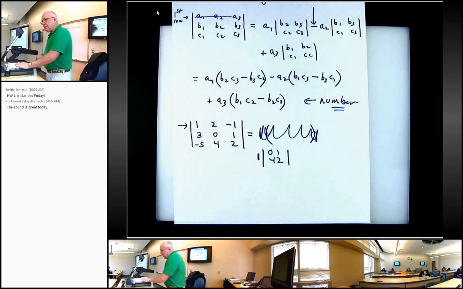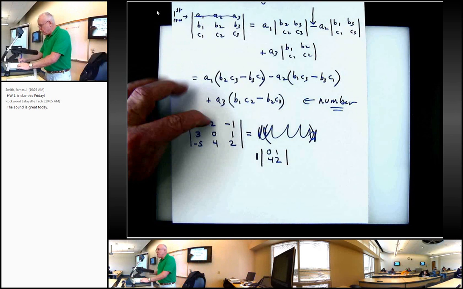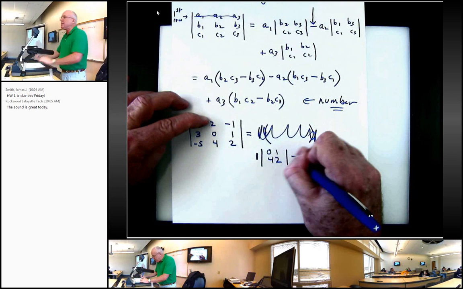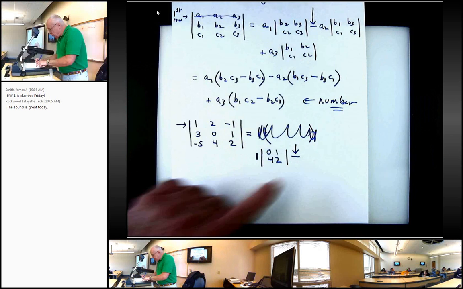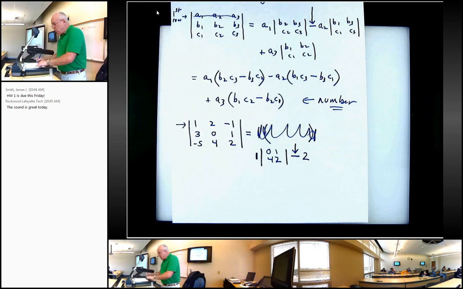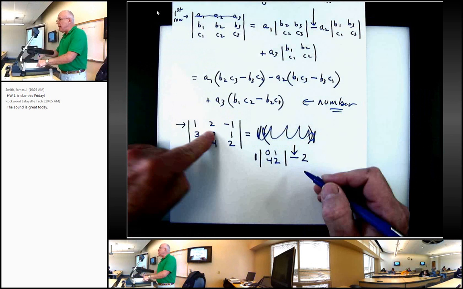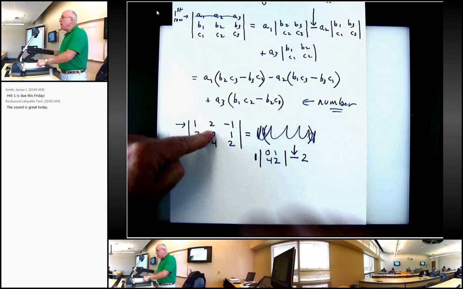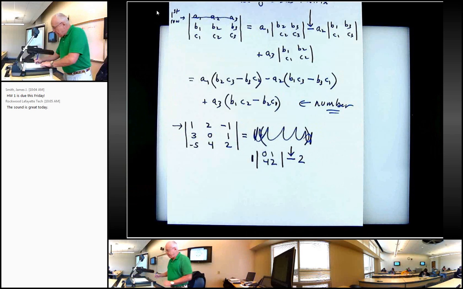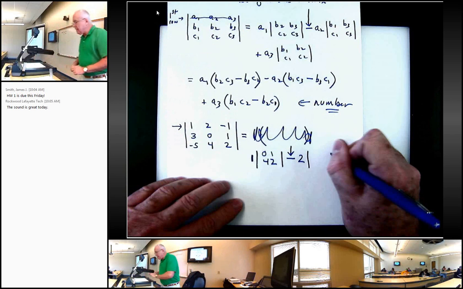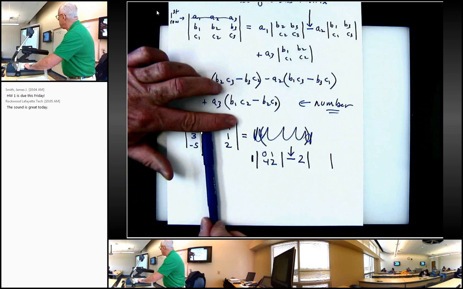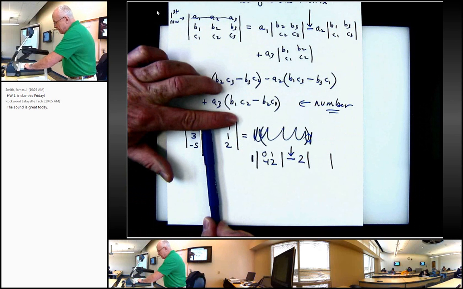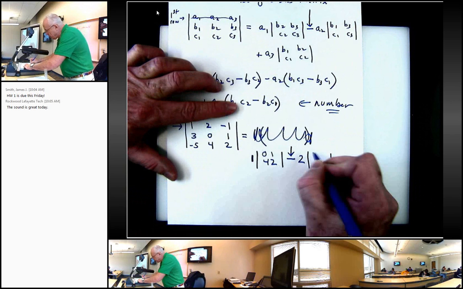Then I go to my second element. It's very important to remember you have to put a minus sign in front of the second element. So that's going to be minus 2. If 2 were a negative 2, that would be a minus a minus 2, a double minus. Then I'm going to multiply that second element, again crossing out the top row and the second column, by the determinant of 3, 1, minus 5, and 2.